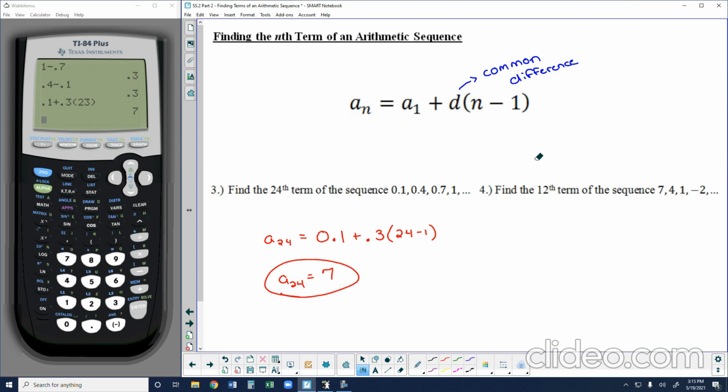So let's see if you can pause the video and use the formula to complete problem number 4.